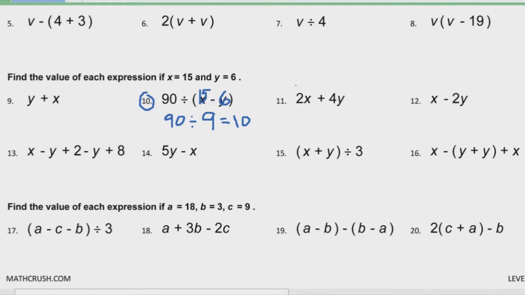Now take a look at number 11. You got 2x. Well, right off the bat, you should know this is multiplication because you got a variable next to a number. You also got a 4 next to a y, which means multiplication. So you're going to have 2 times, what does x equal? Oh, 15. Then you're going to have a plus, and you're going to have a 4 times 6. All right, sorry about that, a little bit messy, huh? Well, you do multiplication first, so 2 times 15 is going to be 30. You got your plus, and you're going to have 4 times 6 is 24, and you add those together, and you get 54.